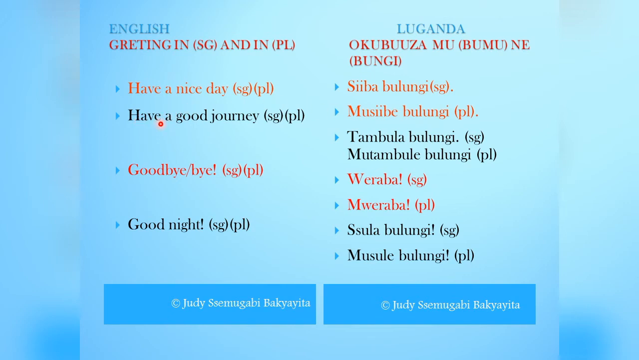In English, you want to wish somebody a good journey, you say have a good journey. That person might be one or more. In Luganda, we will say for one person tambula bulungi. If there are many, in plural, you say mutambule bulungi.